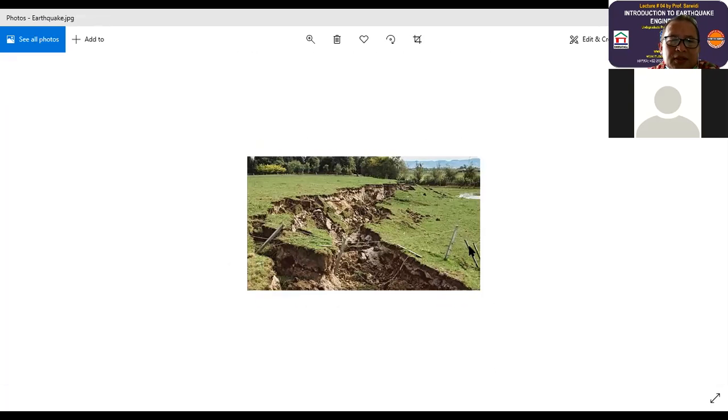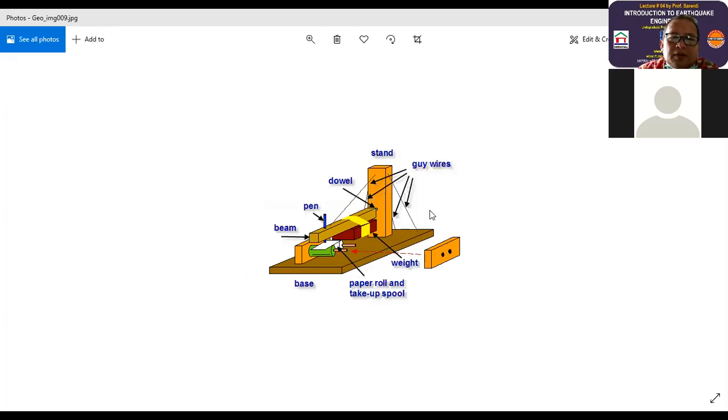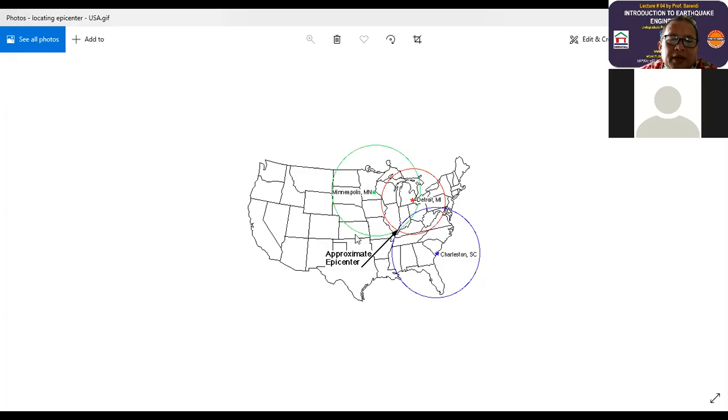Okay. So this is the type of surface damage earthquake. This is the old-style, or the simple style, of seismograph. There is a rolling here and it moves horizontally. Okay, and how about the use of the seismograph recording?